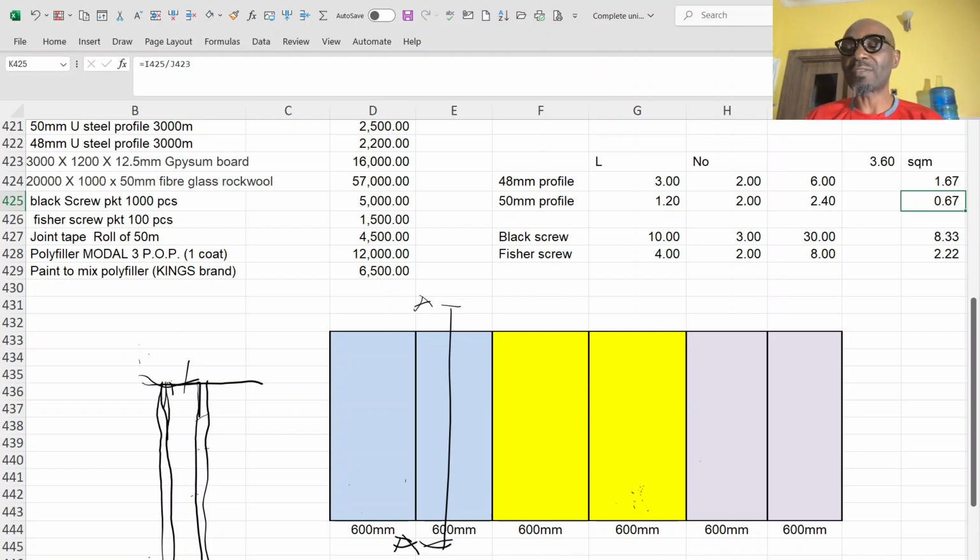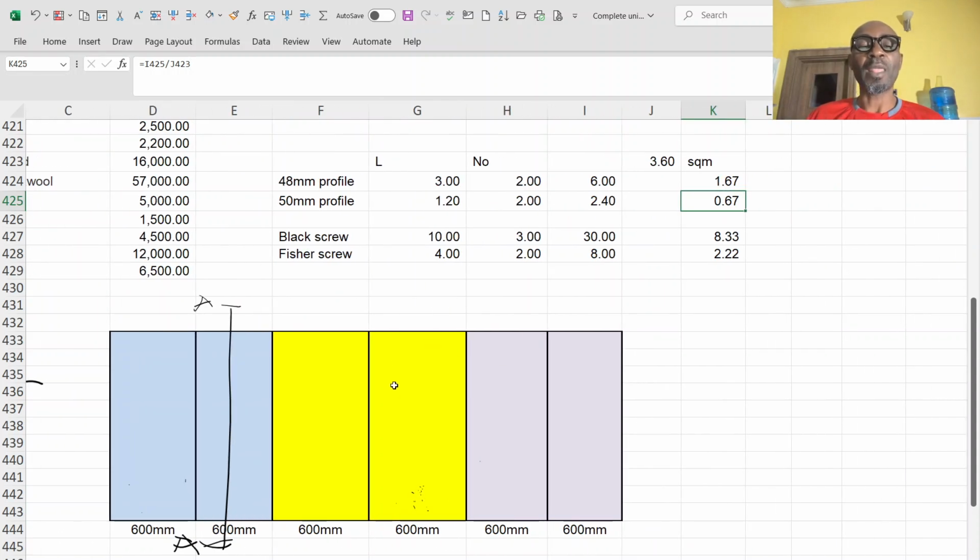Then as for the black screw, I am going to screw the whole of this area. I'm going to screw at 30 centers on this side, and this side, and this side. So if you divide 3 meter by 0.3, you're going to have 10 numbers. So 10 number multiplied by 3 locations, which is this area, this area, this area. That gives me 30 number.